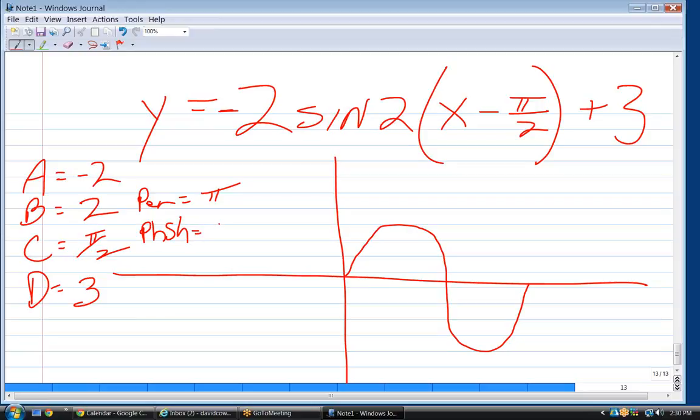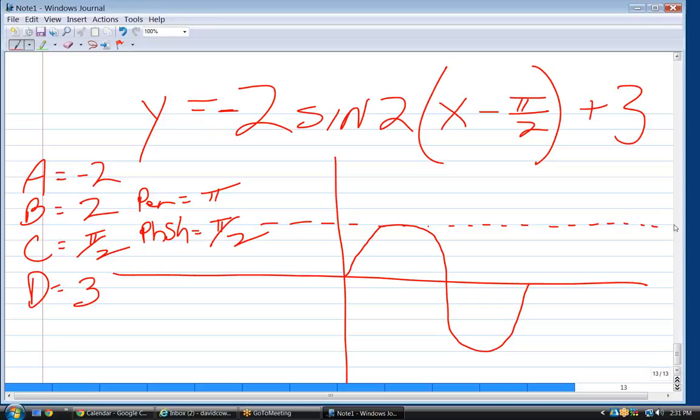The phase shift is pi over 2. Okay. And the vertical shift is 3. And then the maximum and minimum are -2 and 2. Let's apply each of these one at a time. The first one that should be applied is probably D. So it's up 3. Let's make a new line of symmetry right there.